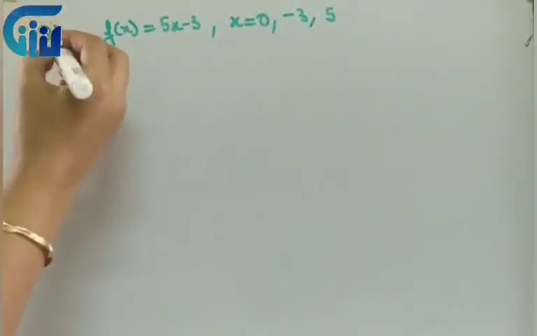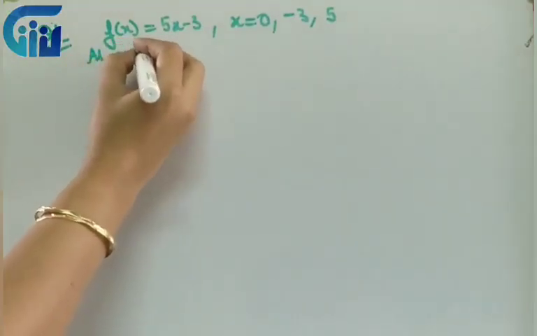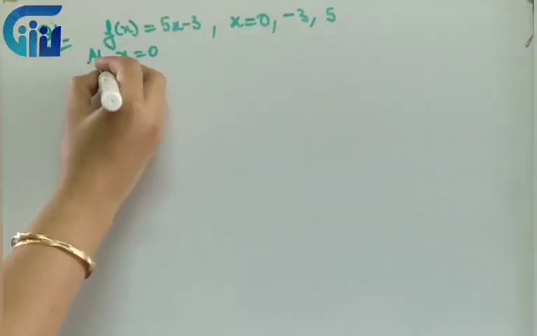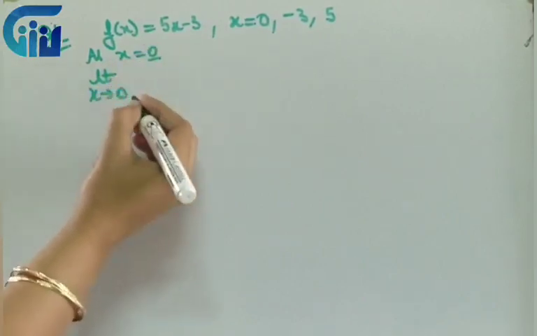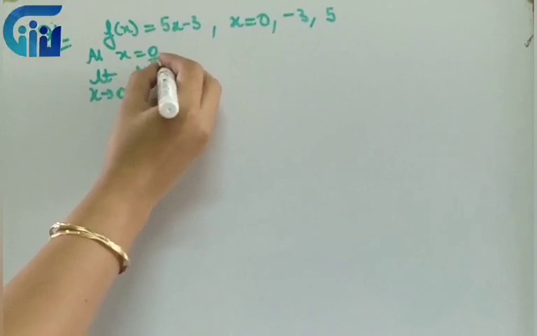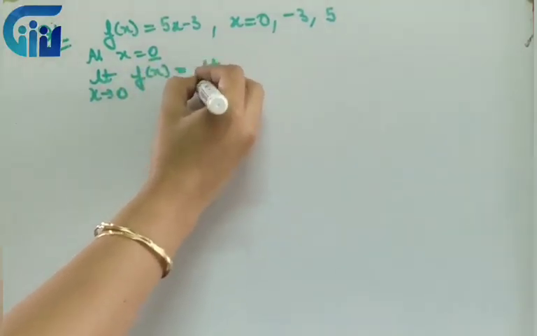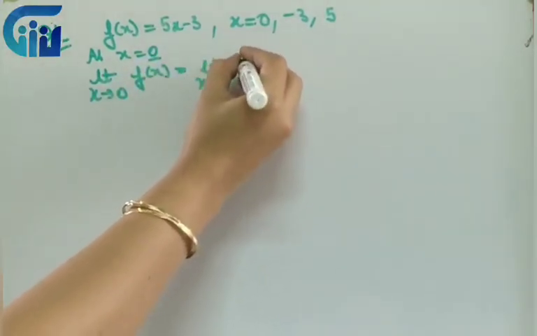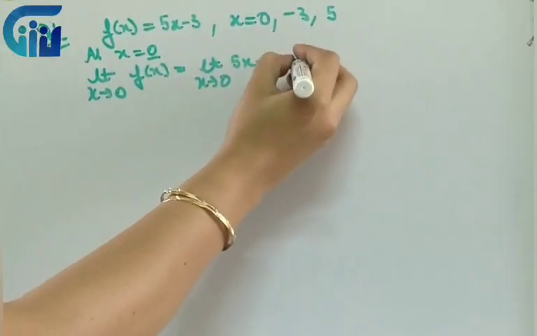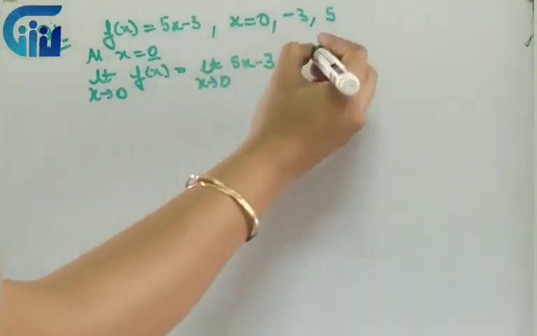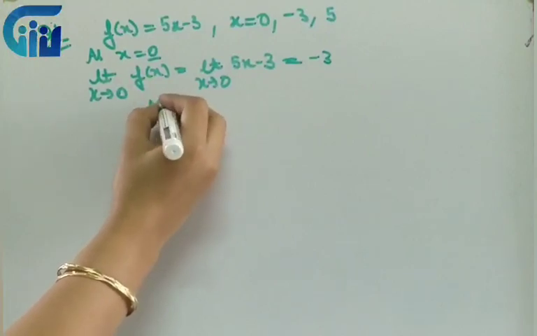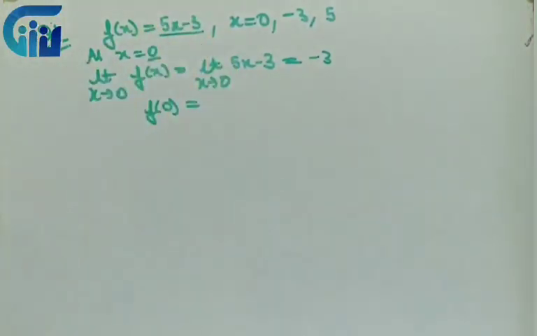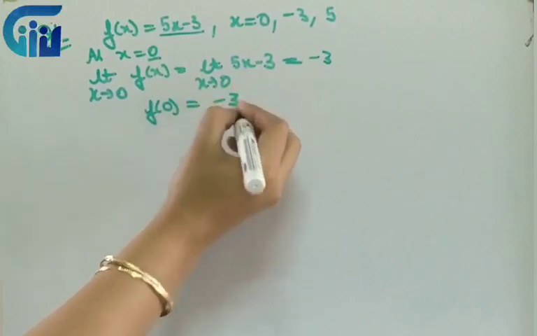So first of all, I'll check at 0. So we will say at x is equal to 0. We know the definition, limit x tending to c, f(x). What is c over here? It is 0. So we will write limit x tending to 0 of 5x minus 3. If I put x as 0, I can put the value if the function is defined. So it is minus 3 over here. Now what is f of 0? I will directly put the value in the function. So it is coming out to be minus 3.